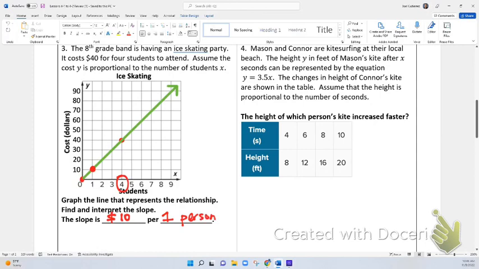So we're going to say the slope is $10 per 1 person. You can either put person or student. It's all the same thing. Student is just more exact.